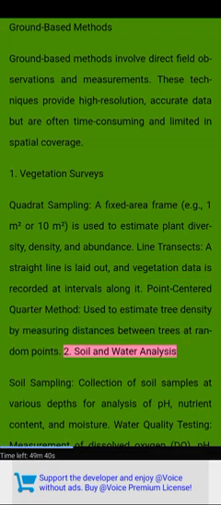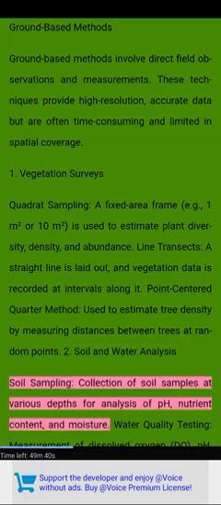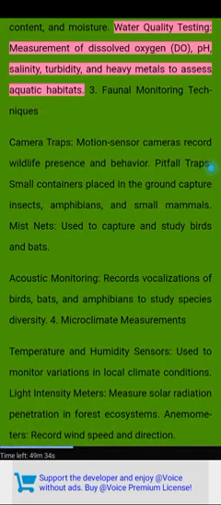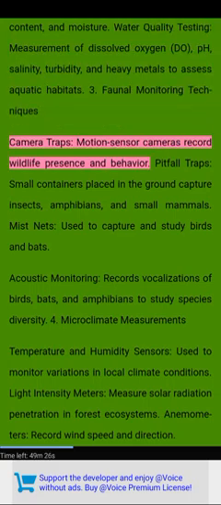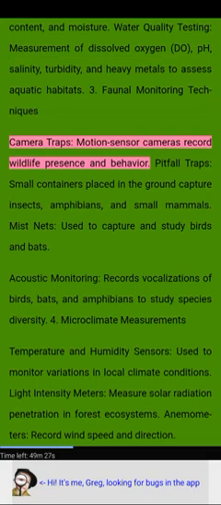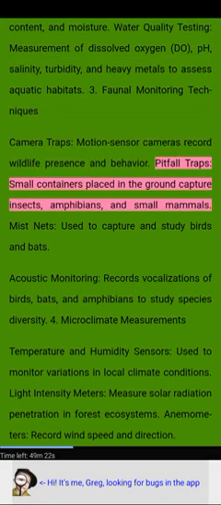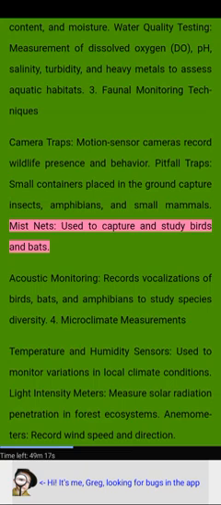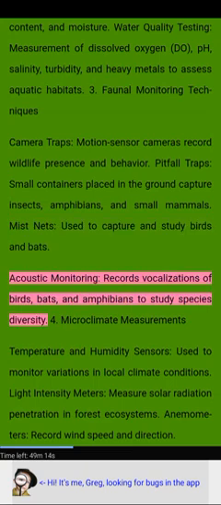2. Soil and water analysis. Soil sampling: collection of soil samples at various depths for analysis of pH, nutrient content, and moisture. Water quality testing: measurement of dissolved oxygen (DO), pH, salinity, turbidity, and heavy metals to assess aquatic habitats. 3. Faunal monitoring techniques. Camera traps: motion sensor cameras record wildlife presence and behavior. Pitfall traps: small containers placed in the ground capture insects, amphibians, and small mammals. Mist nets: used to capture and study birds and bats. Acoustic monitoring: records vocalizations of birds, bats, and amphibians to study species diversity.